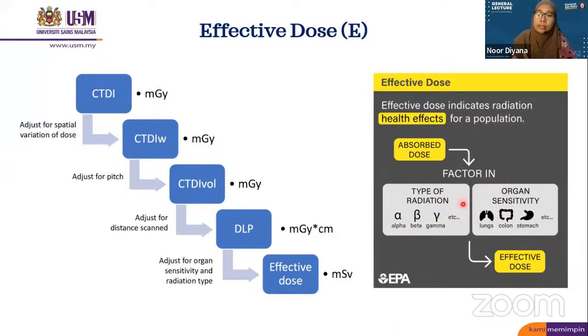And then for organ sensitivity, the factors are also different for different organs. Because some organs are very radiosensitive, and some organs are not really sensitive to radiation. It depends on the type of cell, whether it is actively dividing cells or matured cells.